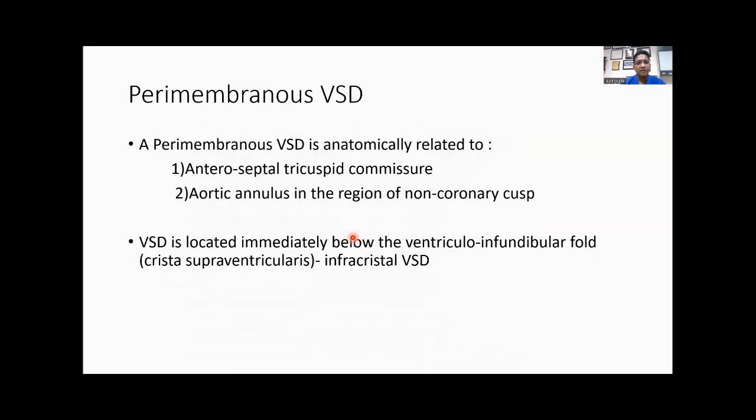A perimembranous VSD is anatomically related to the anteroseptal tricuspid valve commissure, as we have seen, and the aortic annulus in the region of the non-coronary cusp. The VSD is located immediately below the ventriculo-infundibular fold, so these are called infracrystal VSD. This is a less common name for the perimembranous VSD.